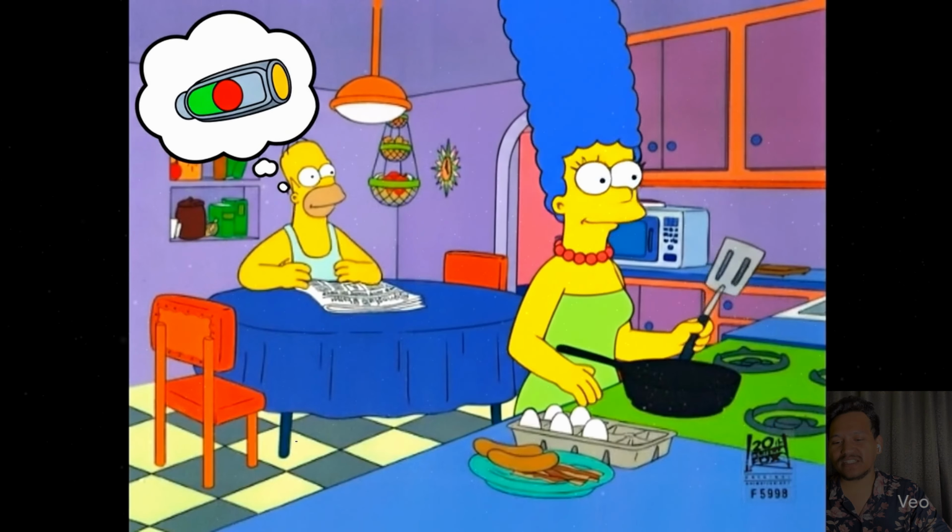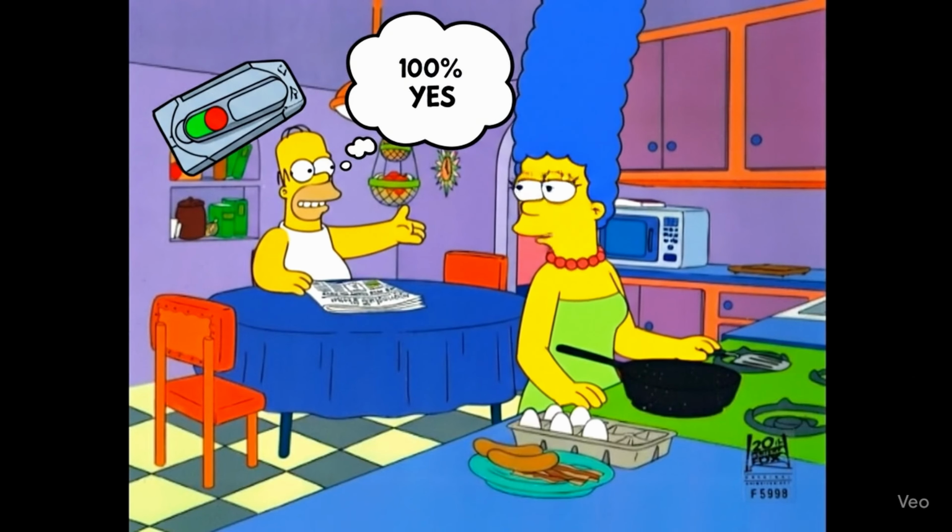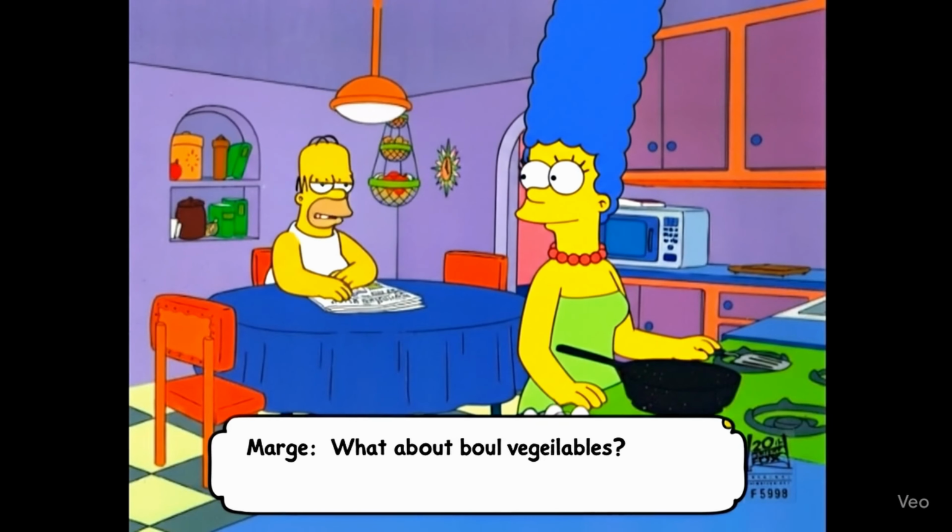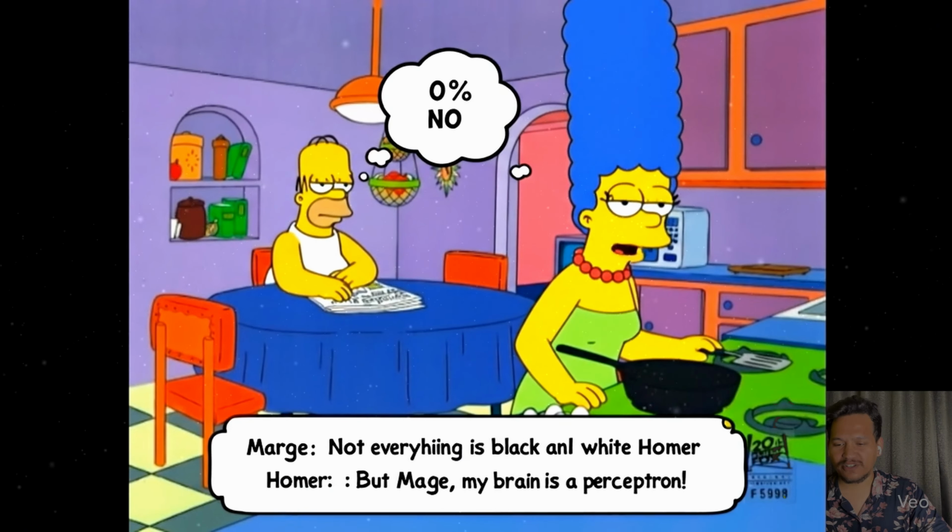You like donuts, Homer? Yeah. What about vegetables? Yeah. Not everything is black and white, Homer. But Marge, my brain is a perceptron.